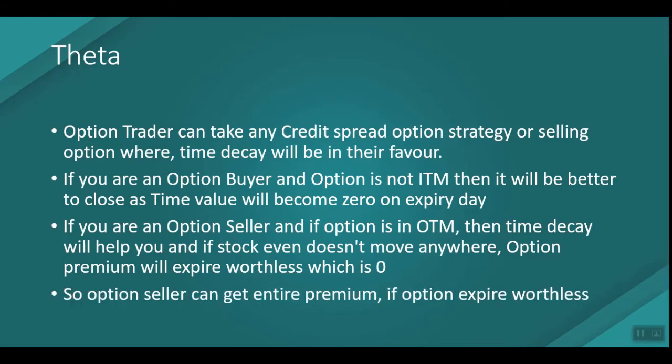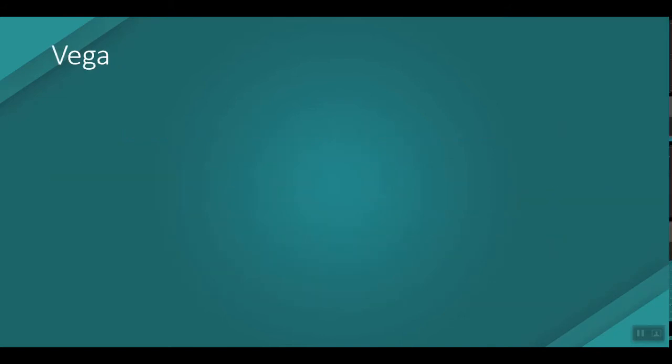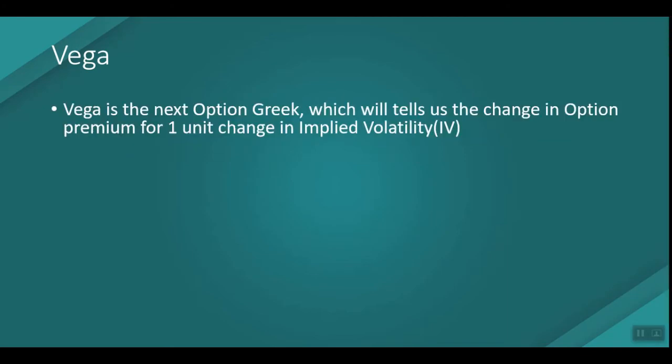Okay, so an option seller can get the entire premium if the option expires worthless, which is, if the option is out of the money, then you will get the entire premium as your profit. Okay, so now we are going to look at Vega, which is the fourth option Greek. So Vega is the next option Greek, which will tell us the change in option premium for a 1 unit change in implied volatility, right?